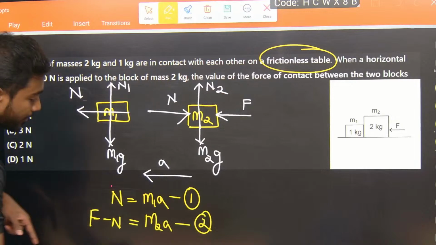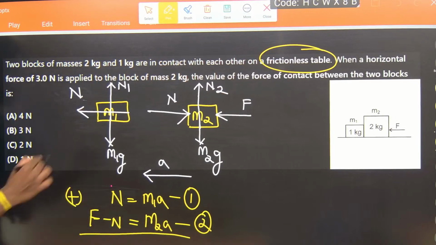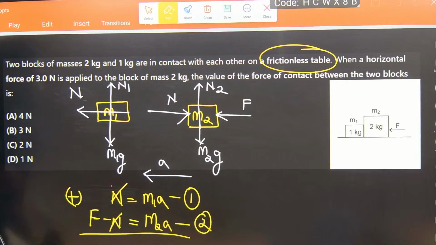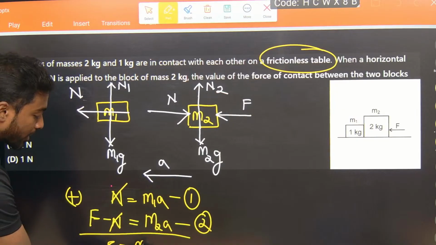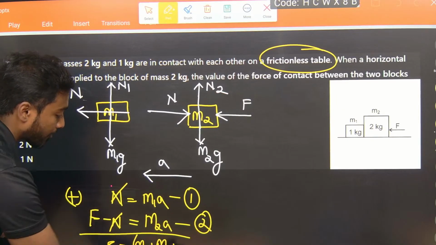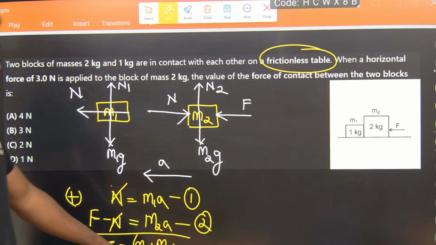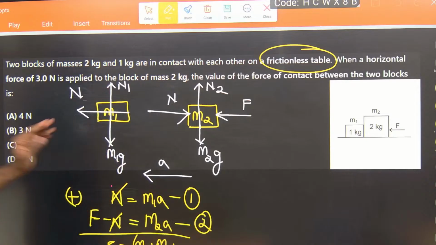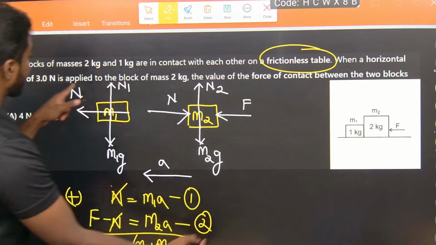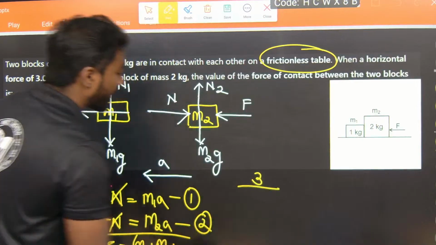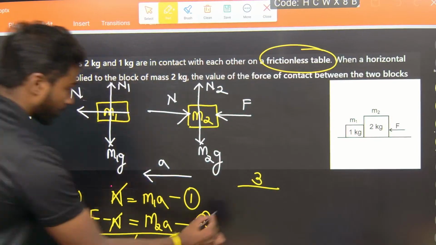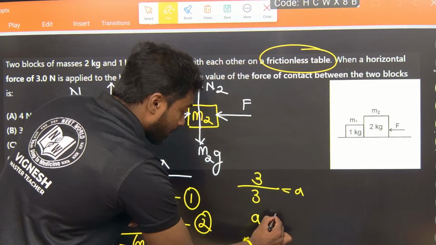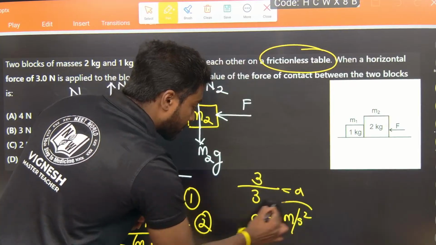Now if I consider equations 1 and 2 and add these two equations, N and N will get cancelled, and F will be equal to (m1 plus m2) times A. Now from this I can find A. They have given m1, m2, and the force also, which is 3 Newton. So 3 divided by the mass, 2 plus 1, 3, equals A. So A equals 1 meter per second squared.